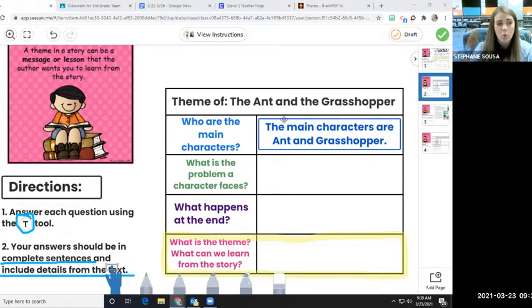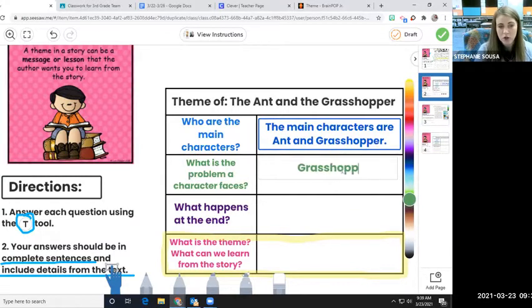Okay. What is a problem a character faces? Now, we're going to focus on our central problem here. Our central problem was grasshopper. Ant had a problem of making sure his family was ready, but that's not what the text was mostly about. The text was mostly about grasshopper was not prepared for winter.